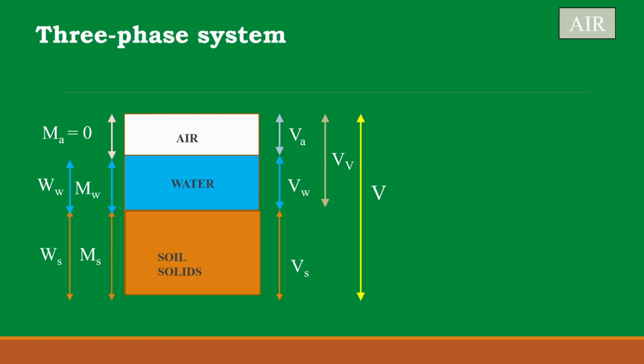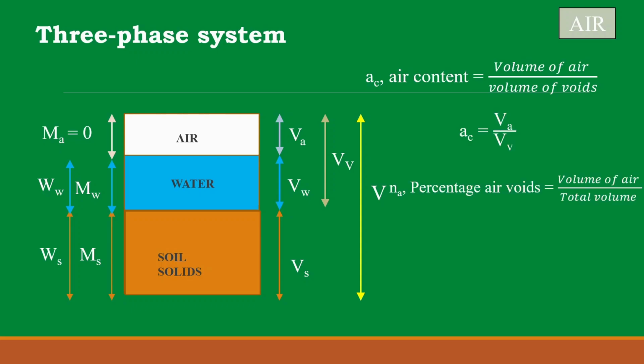Now learn few parameters in relation to air content present in the soil. The first one is air content AC, which is indicated as volume of air to the entire volume of voids. And next one is percentage of air voids, which is represented as volume of air in the total volume of soil mass. Hence, Na is equal to Va by V.